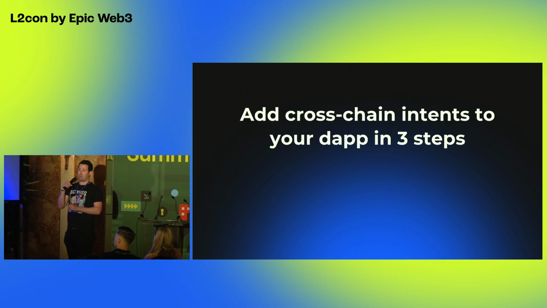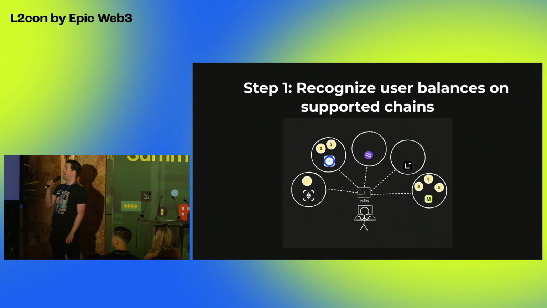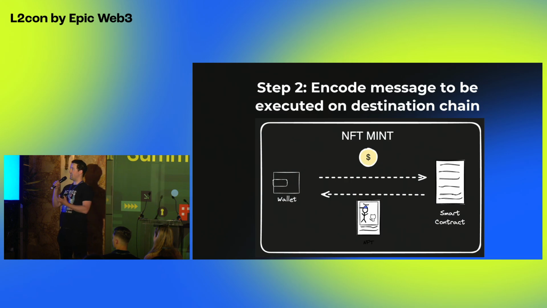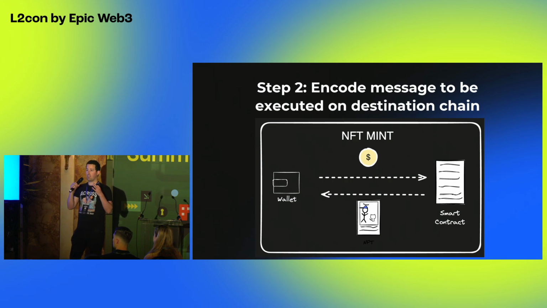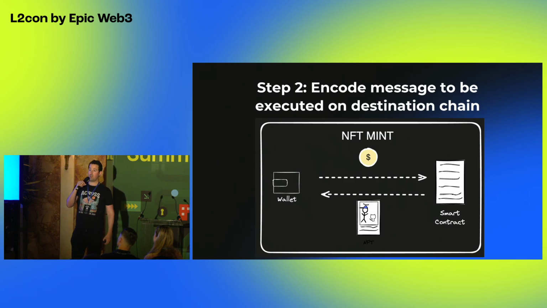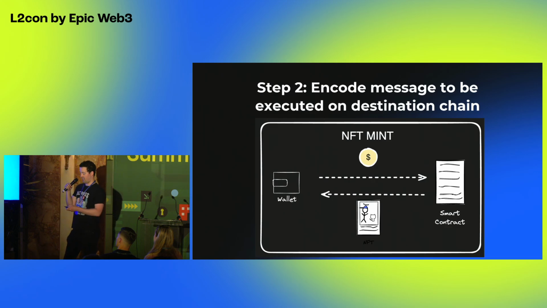So now I'm just going to run through the steps to integrate this. The first step is recognizing user balances on supported chains. This is not unique to Across Plus. Any cross-chain strategy, you're going to have to recognize the user balances. I just thought I'd throw that in there. The next is if you're an existing DApp and you have a contract interaction, such as an NFT marketplace where a user is sending money to a smart contract and receiving an NFT, you're basically just encoding this contract interaction into a message that can then be decoded by solvers and executed on the destination chain.